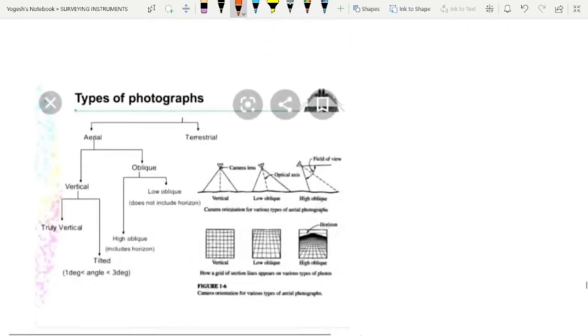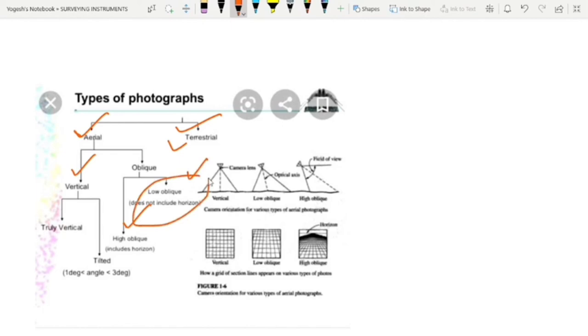These are the various types of photographs. Aerial photographs are there, and terrestrial photographs are there. Aerial photographs are vertical and oblique photographs. Oblique photographs are high oblique and low oblique. Low oblique photographs are also called convergent photographs. Vertical photographs are truly vertical and tilted photographs.